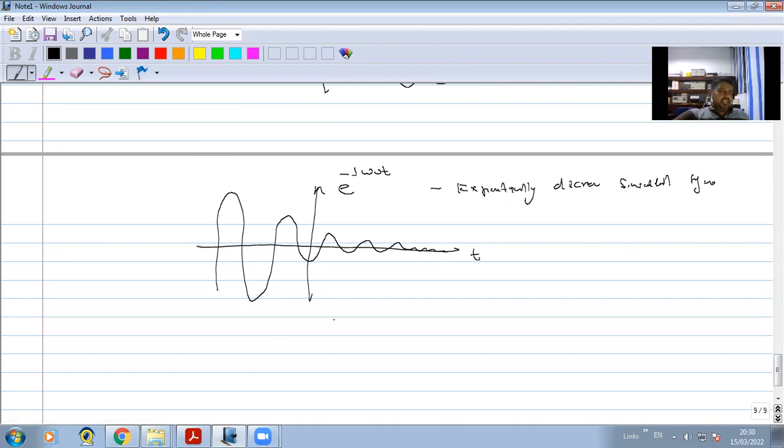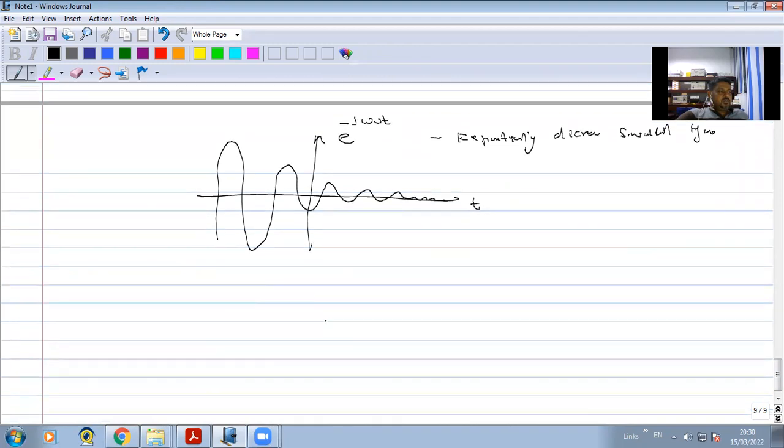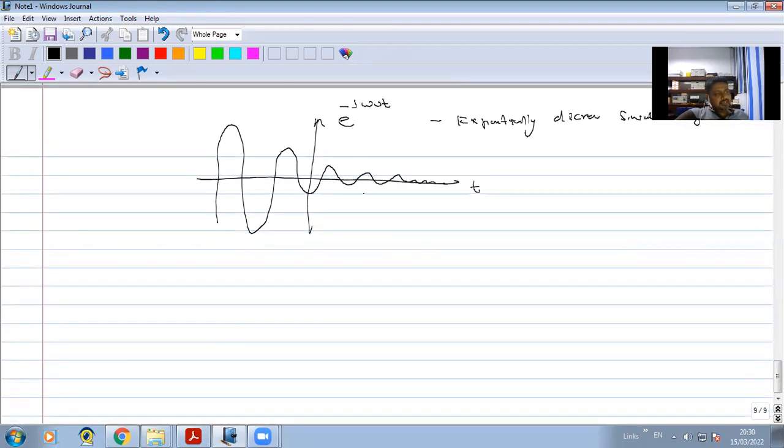A very important property of this signal is that it is a periodic signal. Okay, so I am wondering how this is periodic, because if you see, this point will not repeat, no?